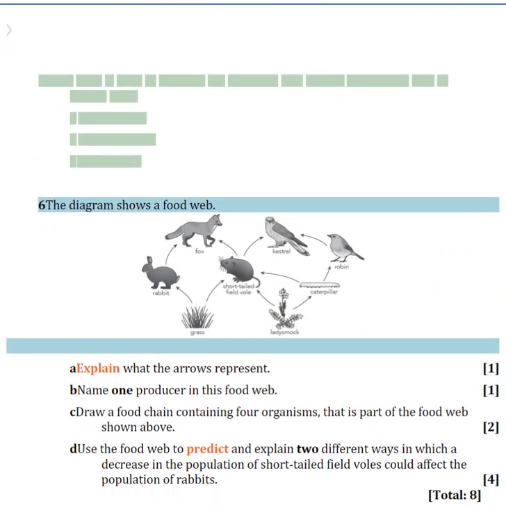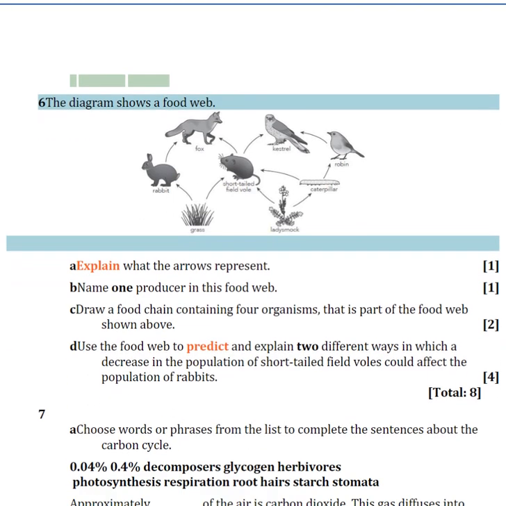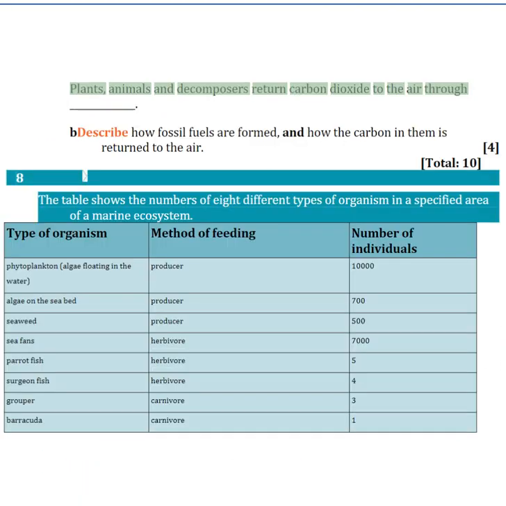Which term is used to describe the reactions that change ammonium ions to nitrate ions? A. Deamination, B. Denitrification, C. Nitrification, D. Nitrogen fixation. Plants, animals and decomposers return carbon dioxide to the air through ___.